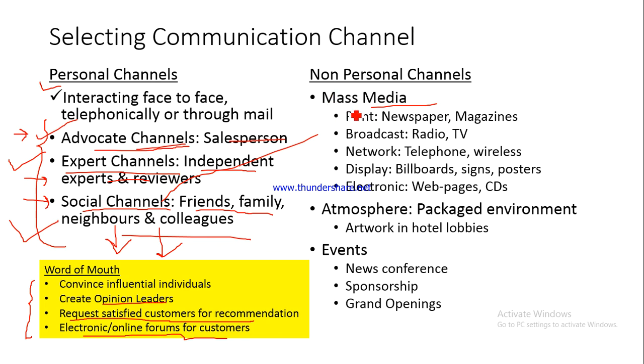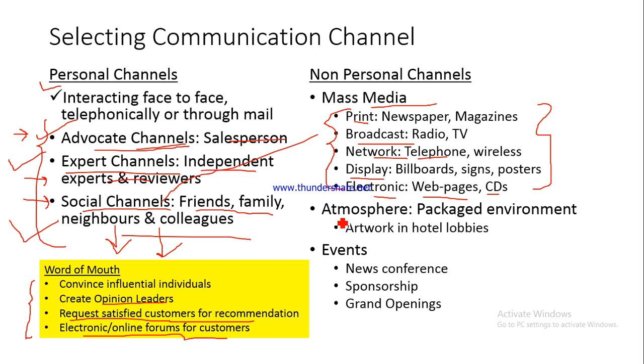So we are going to discuss all these media types, be it print media, where we have newspapers and magazines, broadcast media, radio and television, and network media. Many times we make use of telephone and mobile handsets, mobile advertising you might have seen. Then we have display media, which includes the billboards on the roadsides, signs and posters. And then we have electronic media, which includes websites and compact discs, CDs. They are also used to promote the product. So these could be the communication channels that you might want to use.